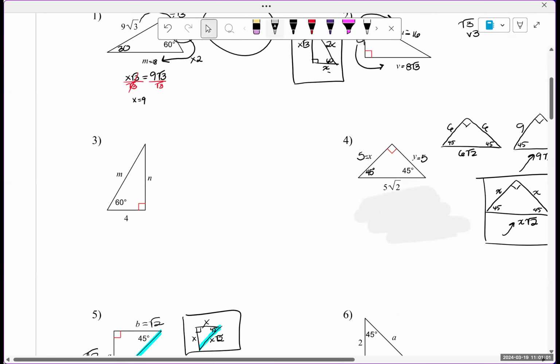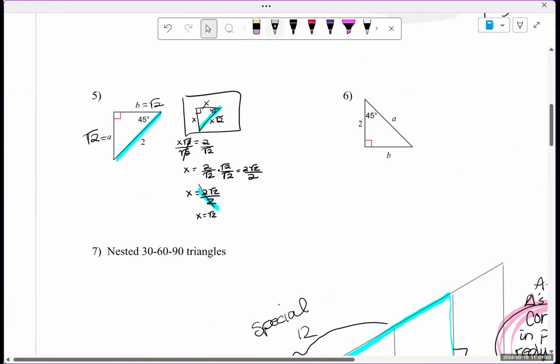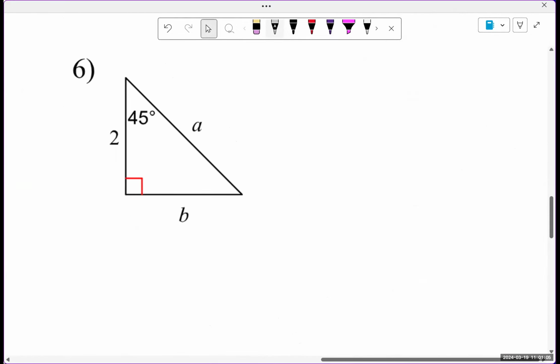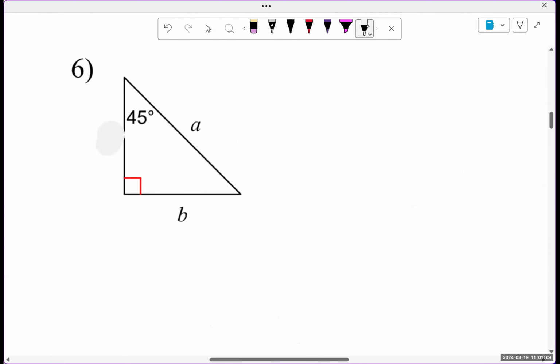Okay, you're going to do number 3 on your own, or we're going to do it together. Once again, I'm going to change this. That's boring. Let's change it to 7. Okay, 45, 45. How do I know that? The sum of the angles of a triangle is 180. Okay, B is also 7.